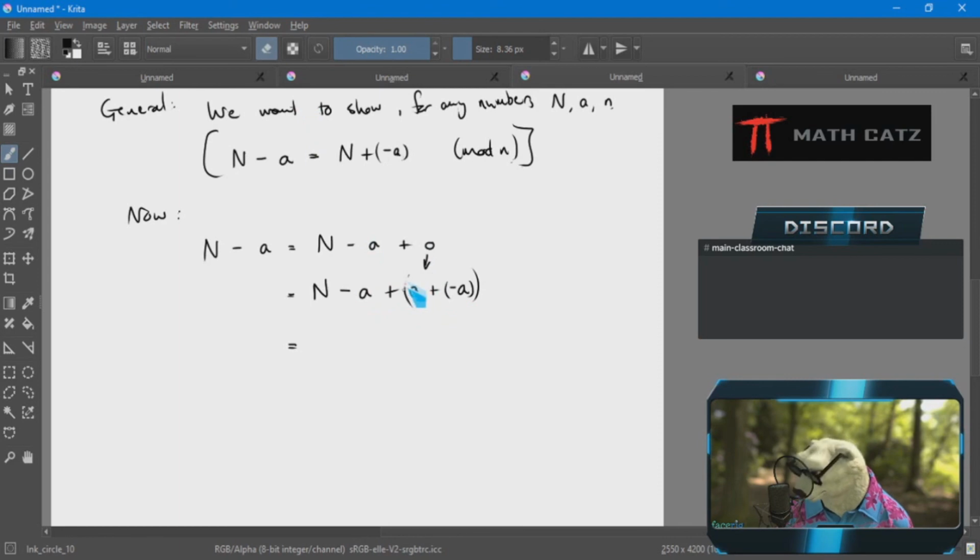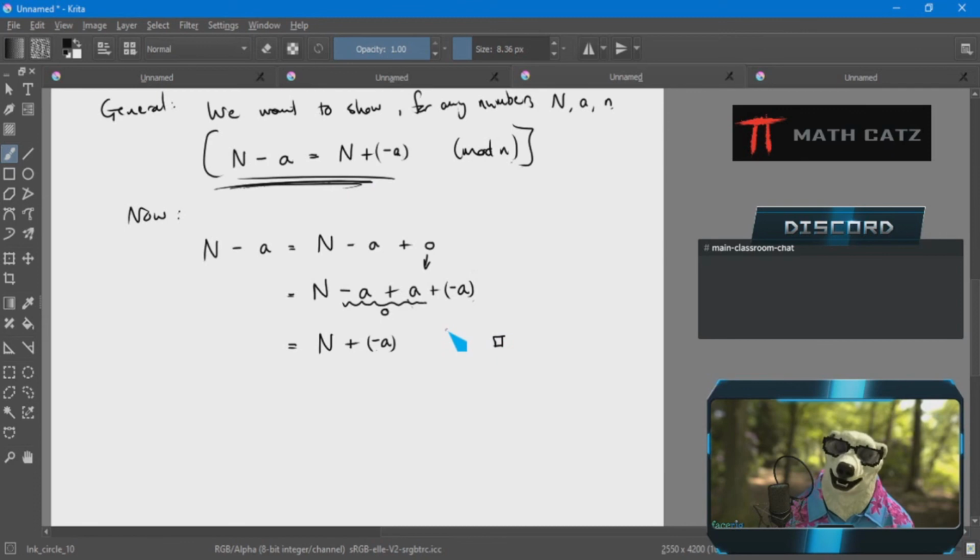So I'm going to instead group the middle two terms together, because when I have an A and then I take A away, I get nothing. And then what I'm left with is exactly what I wanted to show.